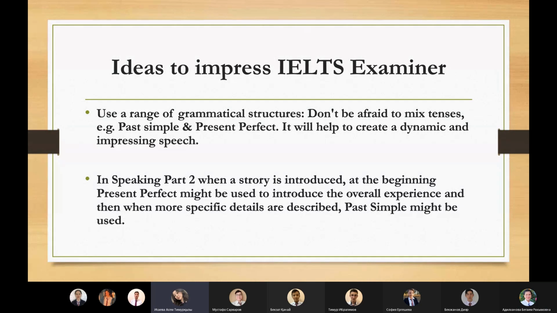For instance, I met him 5 years ago. It is a past simple. And I've known him for a long time.